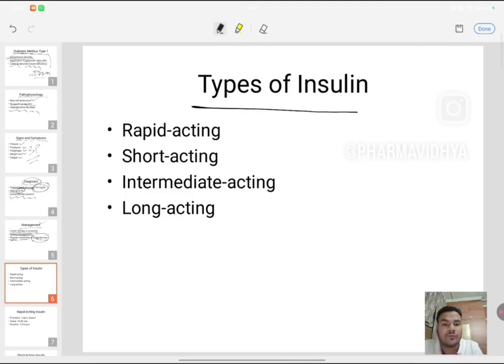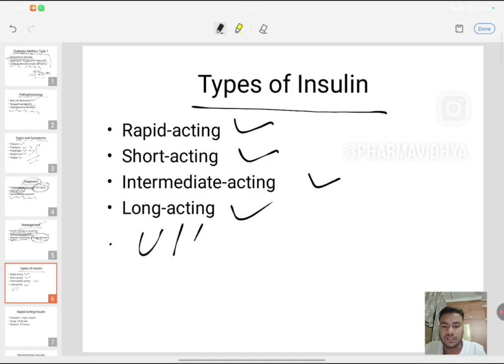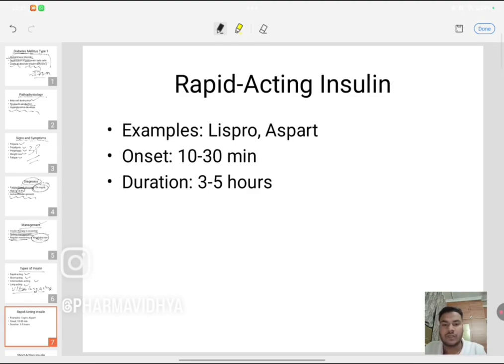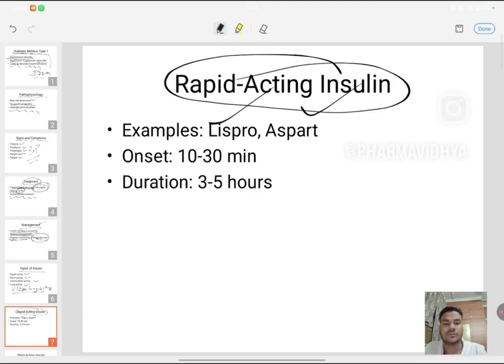Now, types of insulins. You classify insulin on the basis of its duration of action and onset of action: rapid acting, short acting, intermediate acting, long acting. One more is also there, ultra long acting. An example is Degludec. In rapid acting insulin, you have insulin Lispro, Aspart, and Glulisine.